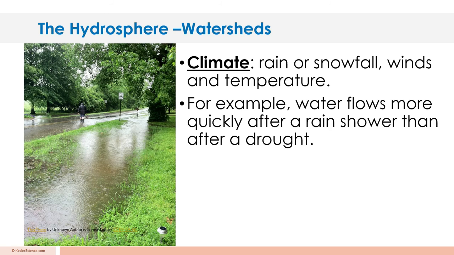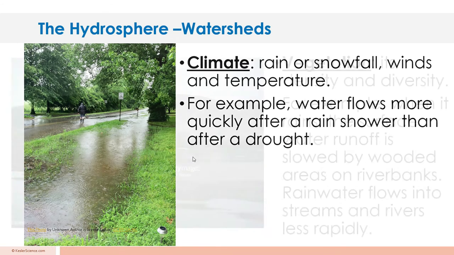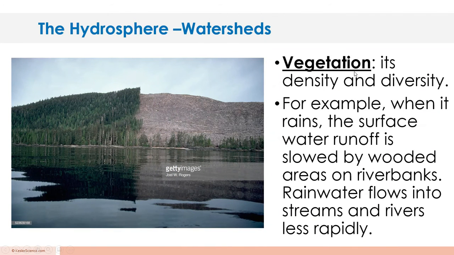So for example, water is going to flow more quickly after a rain shower than after a drought. So here we can see it's been raining a lot and there's really nowhere for this water to go because there's been so much rain, so now it's pooling on top. Whereas if they had gone through a drought, so a period where no rain for a long time, it would just get soaked up right away. Vegetation.